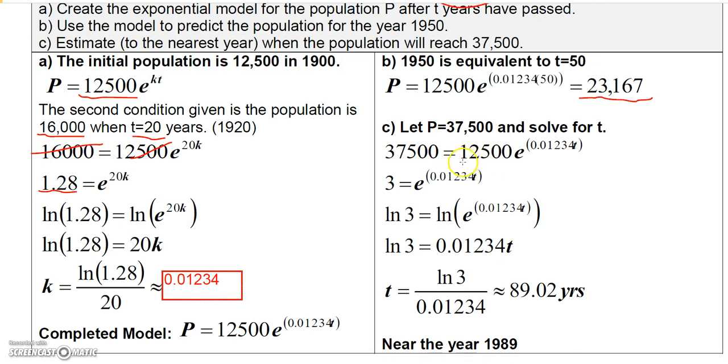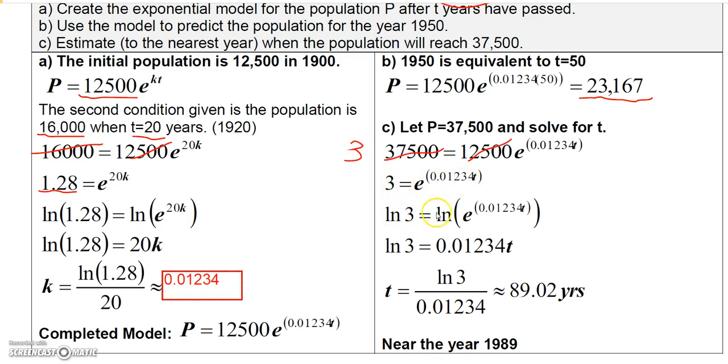Now, again, like I did over here, you're going to divide both sides by 12,500. If you divide the right-hand side by 12,500, it'll just cancel. And if you divide this side by 12,500, you'll just get 3. So I'll get 3 equals e to 0.01234 t, and then I can solve this by taking logs.